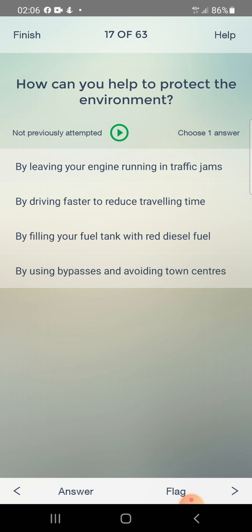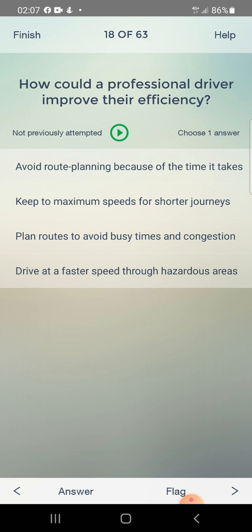By leaving your engine running in traffic jams, by driving faster to reduce traveling time, by filling your fuel tank with red diesel fuel, by using bypasses and avoiding town centers. Third or fourth, by using bypasses and avoiding town centers. Okay. How could a professional driver improve their efficiency?